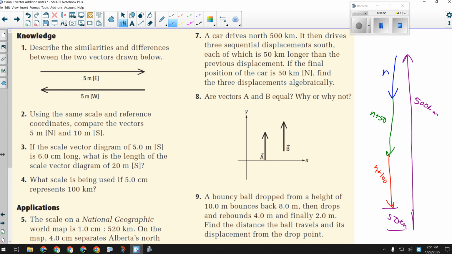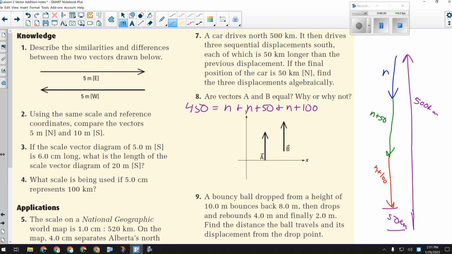So those 3 sections that I don't know add up to what? 450. That's where the diagram is helpful. I know the overall displacement is 50. I know it went 500 kilometers north. So I know that these things I don't know add up to 450. So I can say 450 equals n plus n plus 50 plus n plus 100. Fair to say? Everyone okay with what I wrote there? Does that make sense logically? The diagram is what helped me figure that part of it out.